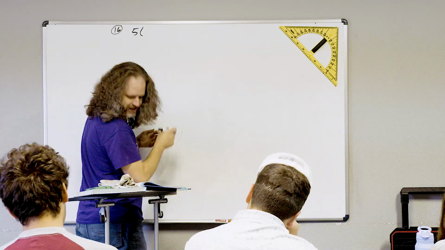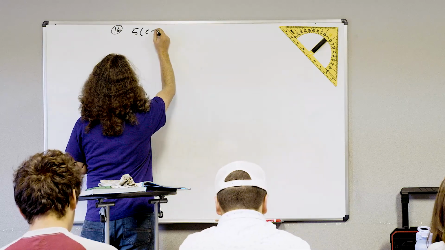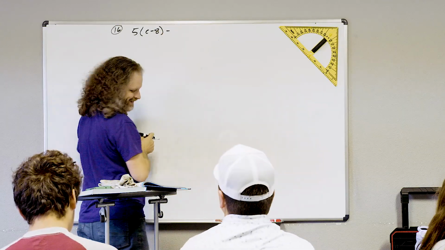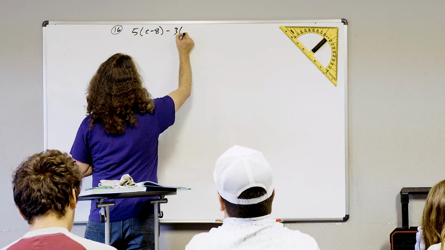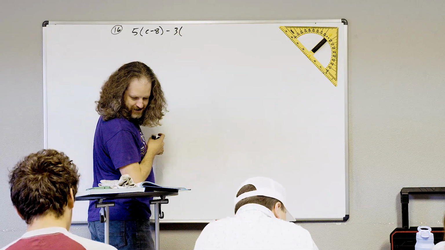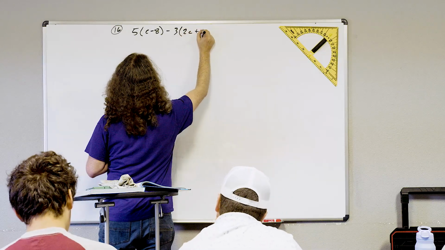What are we doing, 16? 5c minus 8. I like distributive properties. It's fun. Minus 3 times 2c plus 12.